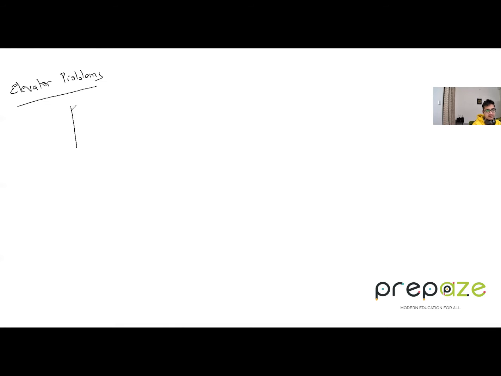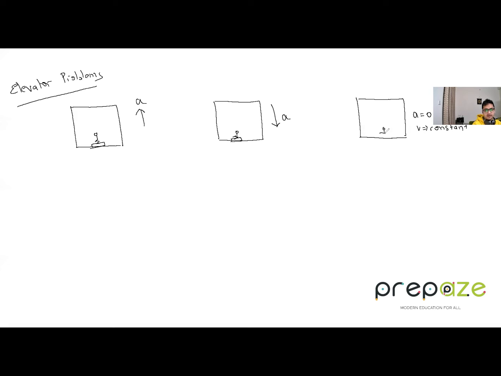Suppose we consider an elevator in three situations. In the first situation, the elevator is going upward with an acceleration a. In the second situation, the elevator is going downward with a constant acceleration a. And in the third situation, the acceleration is 0, that is, the velocity is constant. All right, three situations I have taken. Now, suppose a person is standing inside an elevator on a weighing balance. All three situations are the same. This is the weighing balance of the person.